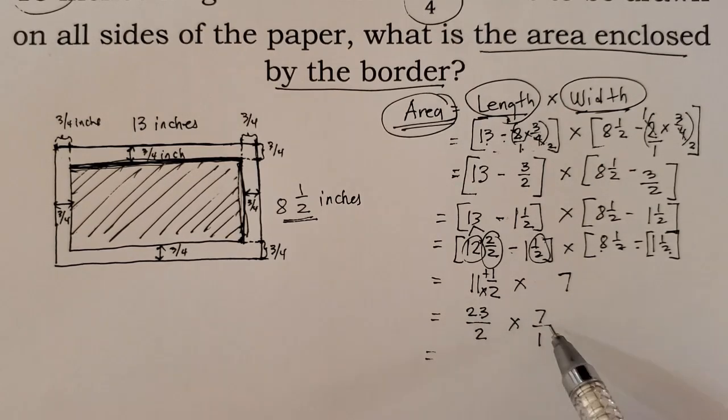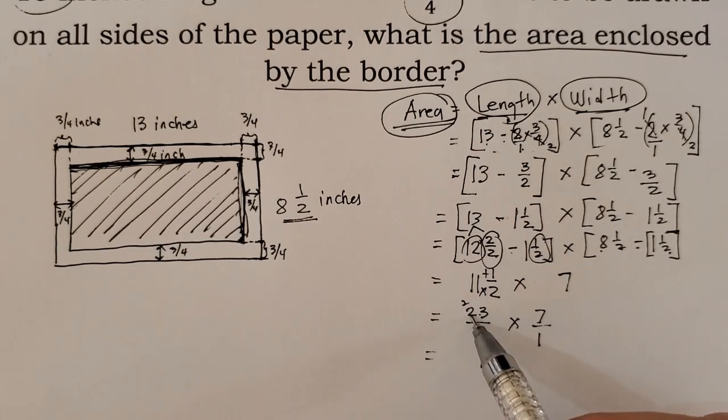So if we have 23 times 7, 3 times 7 is 21, regroup 2. 2 times 7 is equal to 14, plus 2 is equal to 16. Then 2 times 1 is equal to 2. So this is now our answer, but this is expressed as an improper fraction.